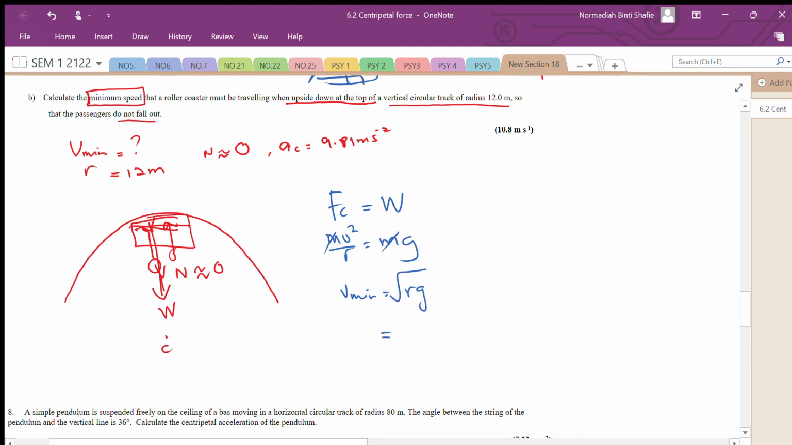Just substitute the value of R. R is given from this question, which is 12, and G, acceleration due to gravity, 9.81. And then finally, we got 10.8 meter per second. Meter per second saja sebab velocity.